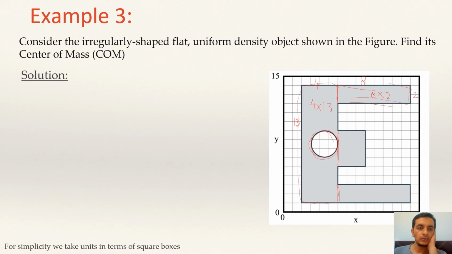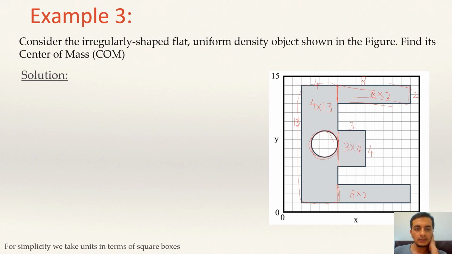So the area of this larger rectangle is 4 times 13, and since this shape and this shape are of equal lengths, it is also 8 times 2. How about this one? It has 3 on this side and 4 on this side, so 3 times 4. And how about the circle?